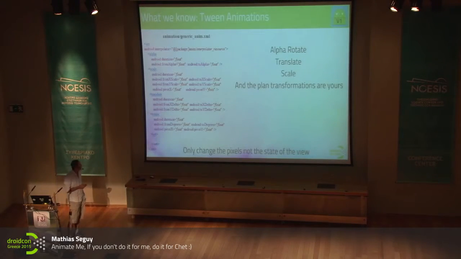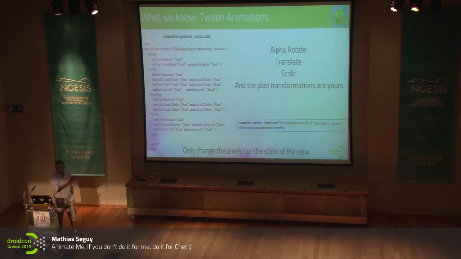What we need to know with tween animation is that only the pixels are changed, not the state of the object, not the state of the view. This is an important detail. When we have our XML file, we just have to load it as an animation. We choose the view, we start the animation on it, and the view is animated.